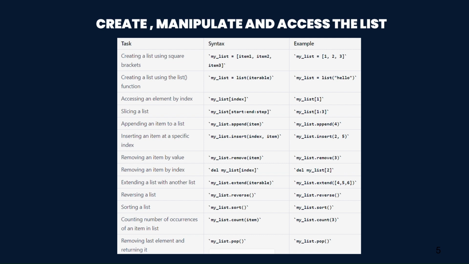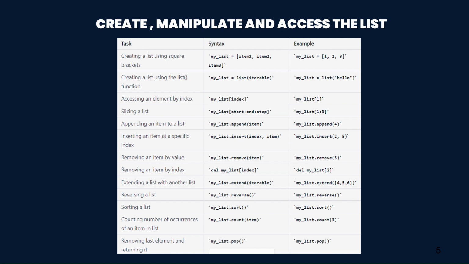Then comes creating a list using the list function. To create a list using the list function, we write my_list = list(iterable). Iterable means any data type, any string, any number, etc. So for example, my_list = list('hello'). It will create the list with all the elements as single letters, H, E, L, L, O, with commas in between them.